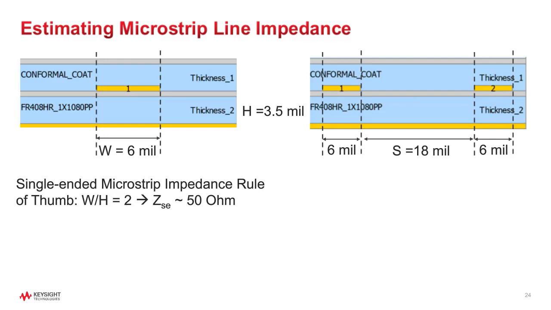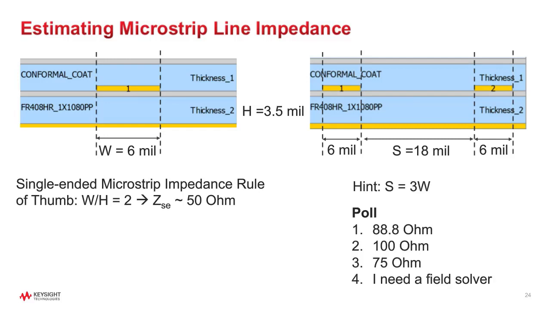Now another poll question is going to come up and ask you whether the differential impedance is 88.8 ohms, oddly specific, or 100 ohm, 75 ohm, or same answer, I need a field solver. Okay, here are the results. About 10% says 88.8 ohms. About 70%, the majority, says about 100 ohms. That's great. The answer is about 100 ohms. And 10% says I need a field solver.